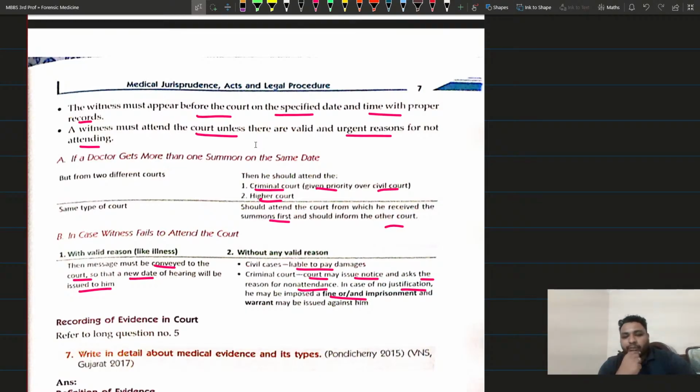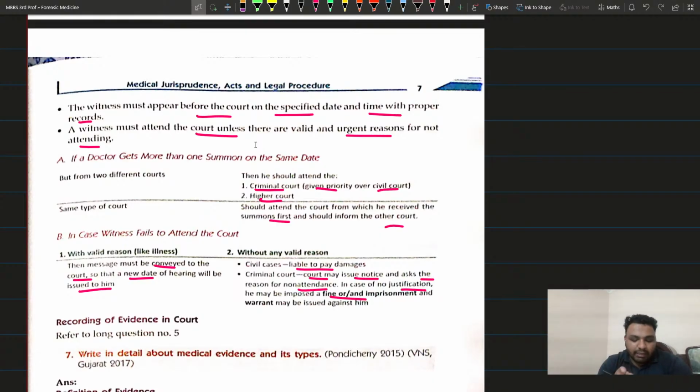But now let's say you get two summonses for the same date and same time, what do you do? If the courts are different, like one is from a higher court, say the Supreme Court, and the other from a lower court, then the person should give priority to the higher court.